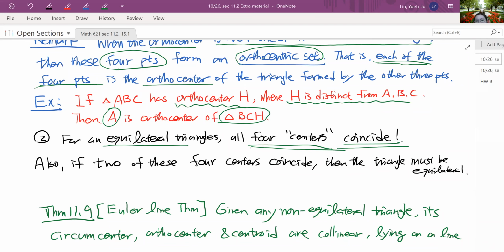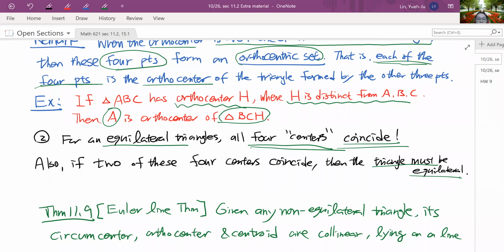And actually, the other way around also holds. If 2 out of these 4 centers coincide, then right away you can prove the triangle has to be equilateral. So this is the converse of the statement. If you know it's an equilateral triangle, then those 4 centers are going to be the same. But vice versa, if 2 out of these 4 centers coincide, then we also know that the triangle has to be equilateral. So that's why you can see there's some significance in knowing all these centers, because in some sense, it also tells you a little information about how symmetric the triangle is.